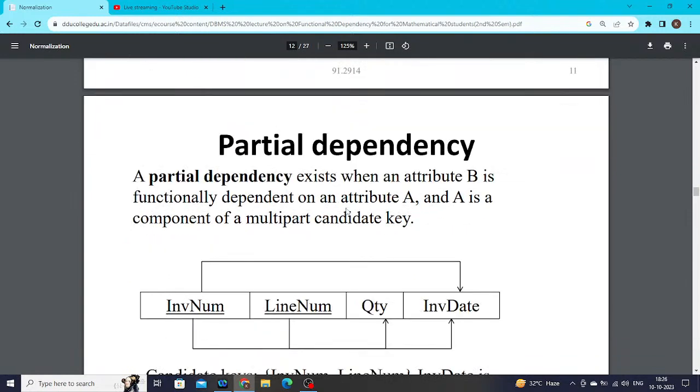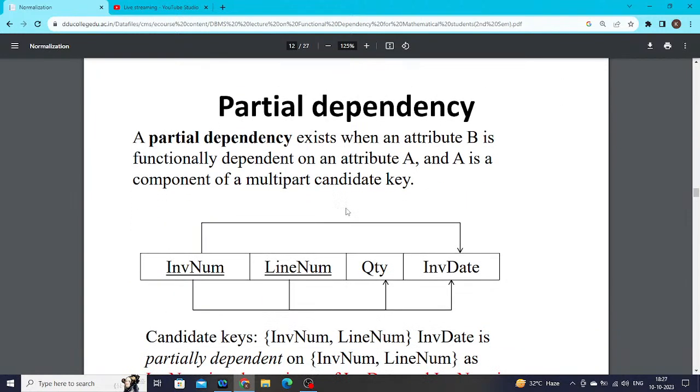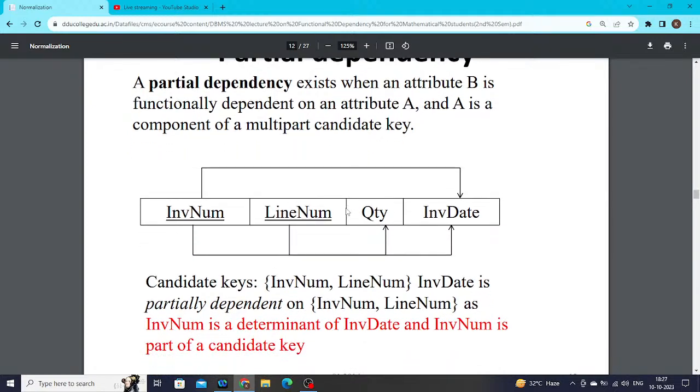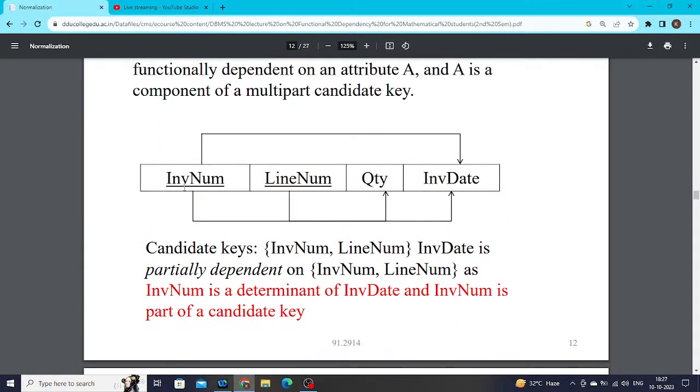Partial dependencies. Technically we have to resolve these from first, second and 3NF, so that we can make correct data inside the table. Partial dependencies exist when an attribute B is functionally dependent on an attribute A, and A is a component of a multi-part candidate key. Clear? Here the candidate key is the invoice number. This is the first candidate key. This is the second, line number. Clear? Both are the candidate key here.